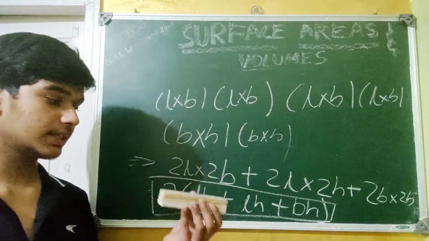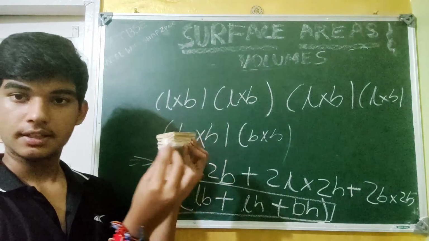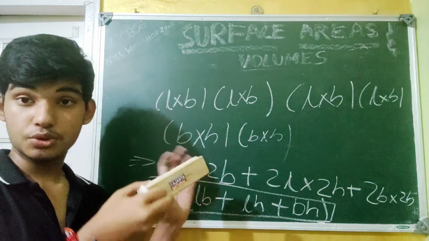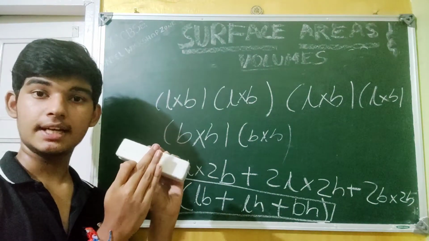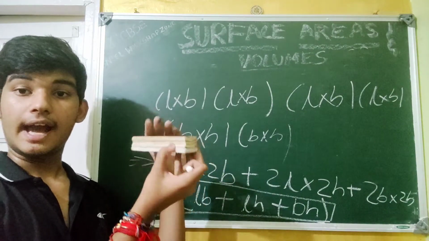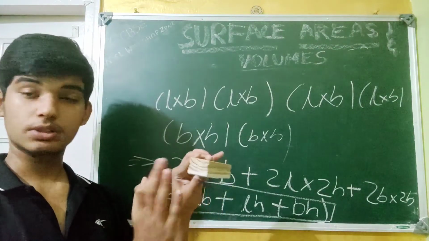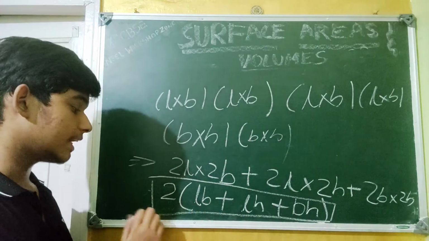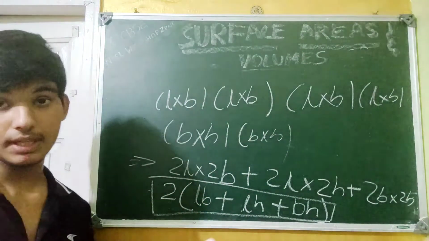Let me just recap it once again. We have three measurements: length, breadth, and height. Since we have two sides which have length into breadth, we have two sides which have length into height, this side and the second side, and we have two sides which have height into breadth, this side and this side. By simplifying it we get the formula of 2 into L B plus L H plus B H.